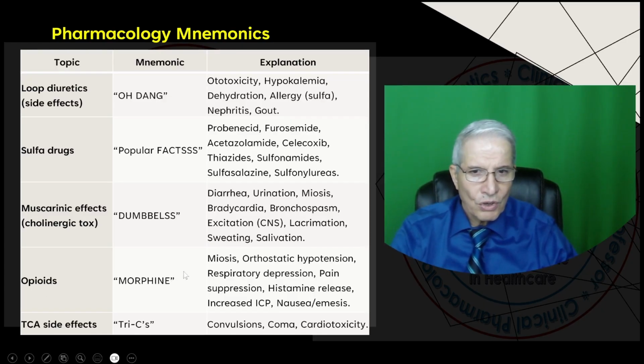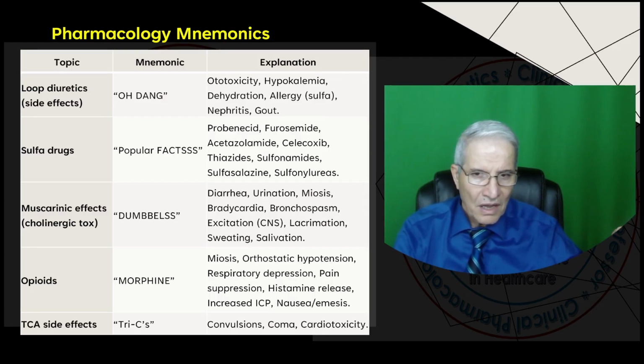The medication opioid causes respiratory suppression, and you can see here R for respiratory suppression, P for pain suppression, H for histamine release. Then we have I for increased intracranial pressure, ICP. Then we have N and E for nausea and emesis. Emesis means vomiting. The last one on the list is tricyclic antidepressant. This is a medication belonging to the antidepressant medications. As a side effect, the patient may suffer from convulsions, coma, or cardiotoxicity.